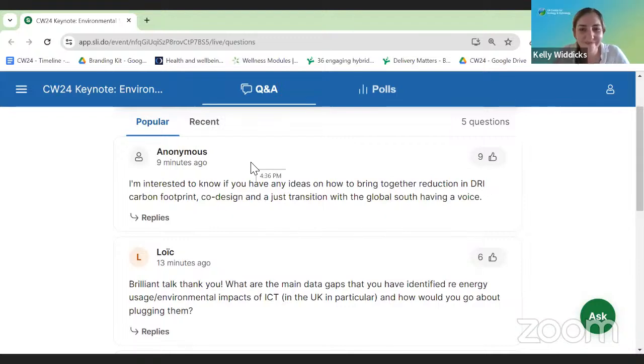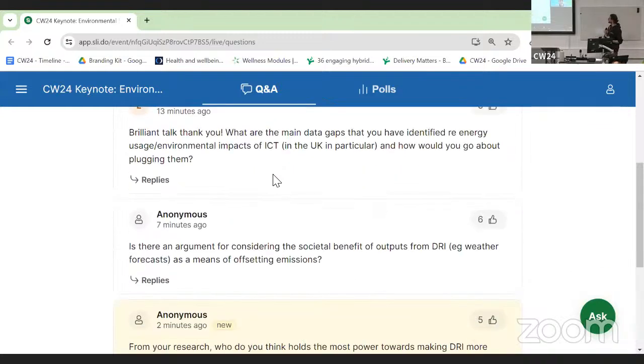Excellent. So the next question, which has bounced right up to the top of the list, from Anonymous: I'm interested to know if you have any ideas on how to bring together reduction in digital research infrastructure carbon footprint, co-design, and a just transition with the Global South having a voice. So that's a big question.